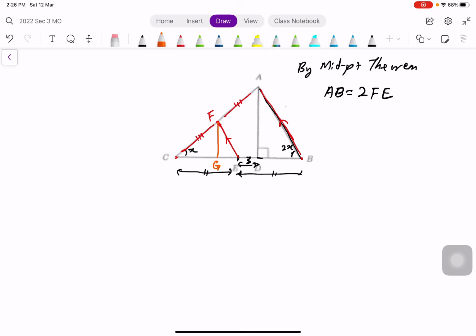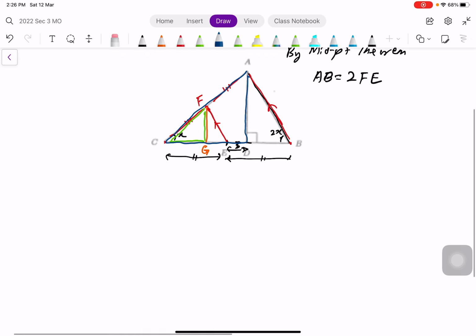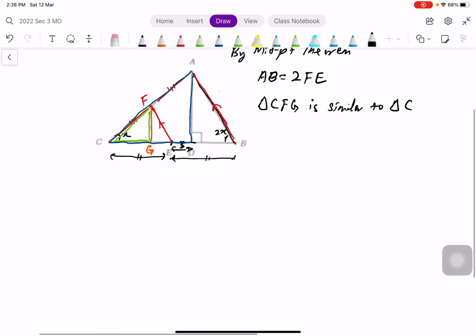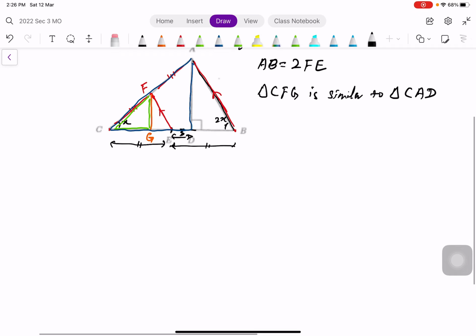And then if you look at this triangle here, this triangle with the bigger triangle, which is this one, these two triangles are similar. Therefore now can I say that triangle CFG is similar to triangle CAD.